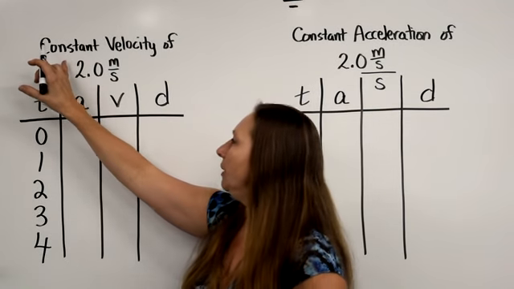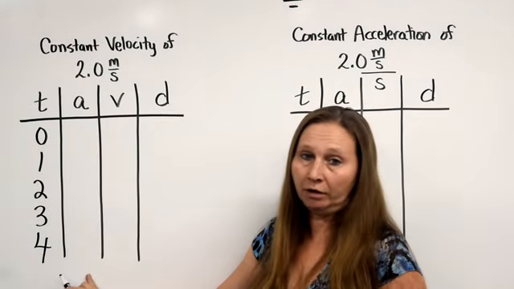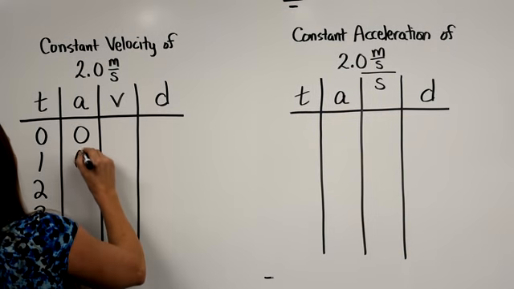Now, if you have a constant velocity, that means you have no acceleration. You are not accelerating. So your acceleration is staying at 0.